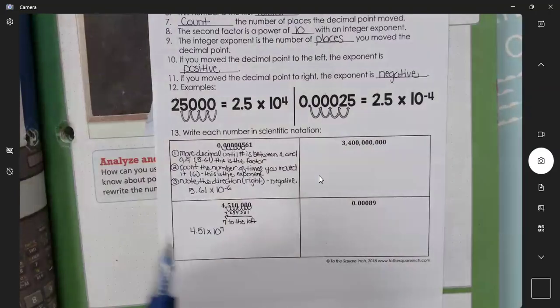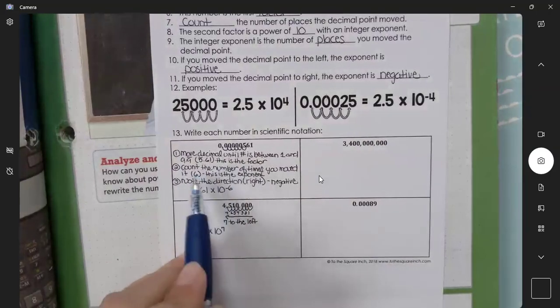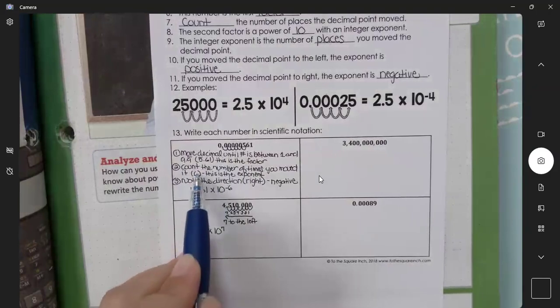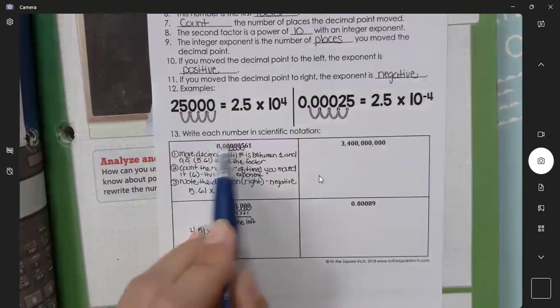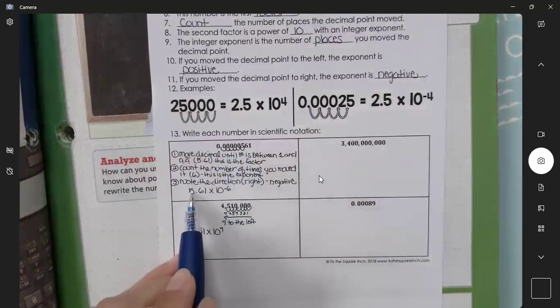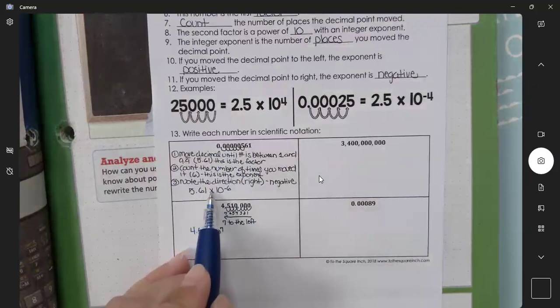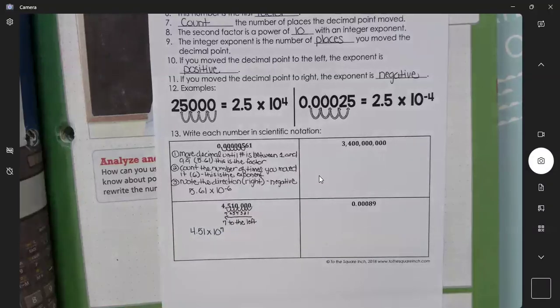All right. So then, how many times did we move it? We moved it 6 times. That's what your exponent is going to be. And because this number was less than 1 when we started, it's going to be negative. So we have our factor, 5.61 times 10, and then our negative, because it was a tiny number, and then 6, because that's how many times we moved it.